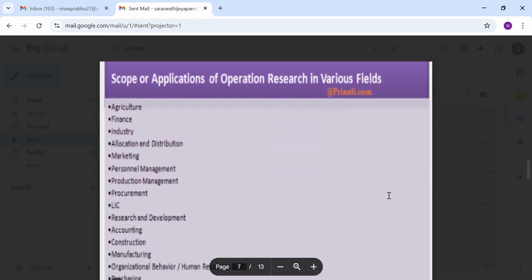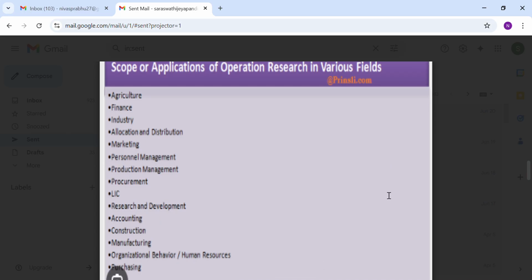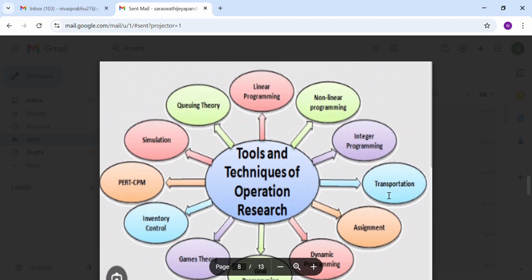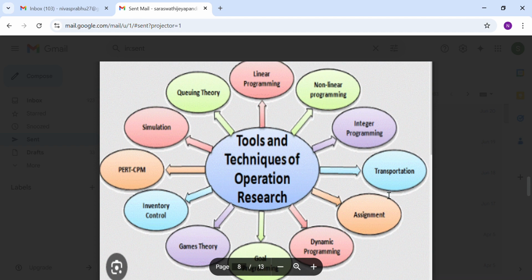The next one is scope. Scope covers the fields in which operation research works effectively. It is used in agriculture, finance, industry, marketing, LIC, accounting, construction, manufacturing, procurement, research and development. There are n number of tools used in operation research. A few are linear programming, non-linear programming, transportation, assignment, queuing theory, simulation, PERT, game theory, etc.